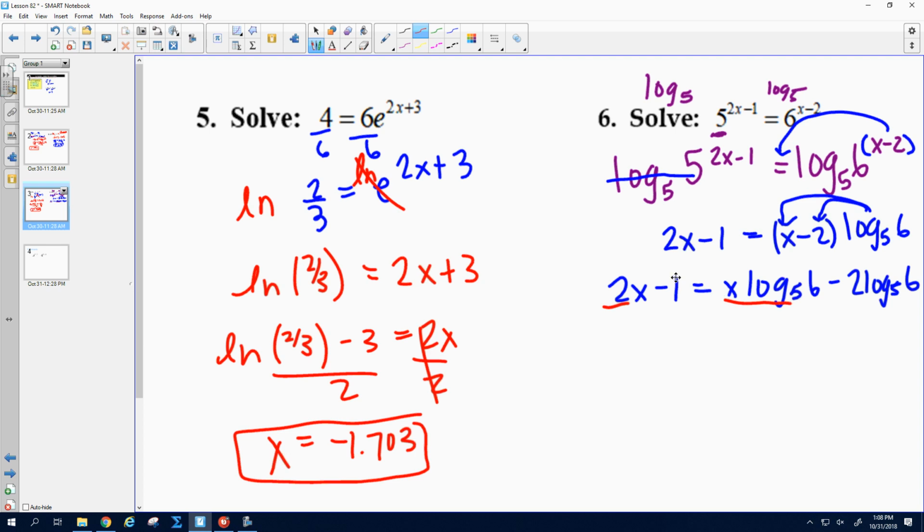And then this doesn't have an x, so it needs to move over to this guy's side. So I have the 2x. I'm going to keep it, but I'm going to move this over. So it's going to become a minus x log base 5 of 6.